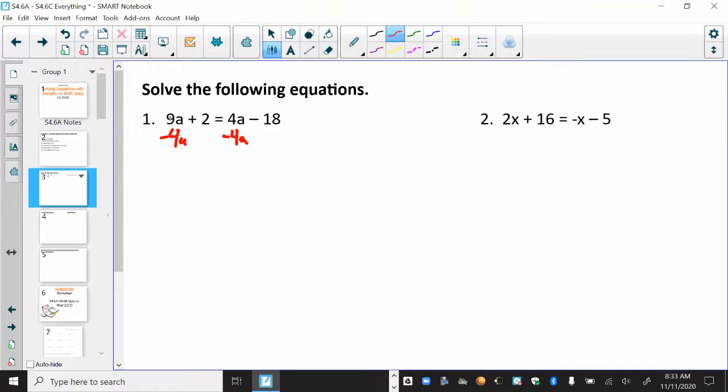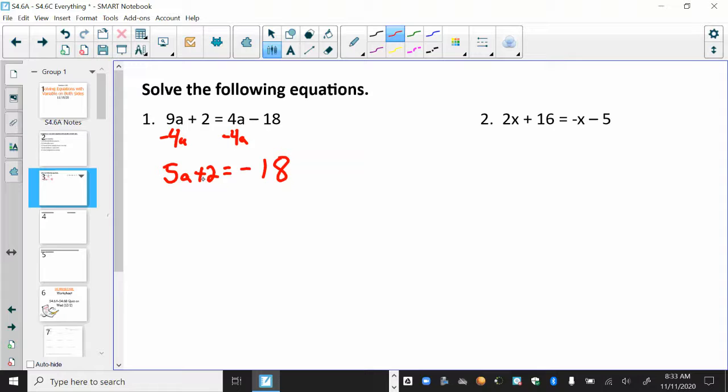Then we're going to subtract: 9a minus 4a is 5a. Bring down the plus 2. Equal sign, bring down the minus 18. The minus has to go with it. That is a negative 18 once we get rid of that 4a. Okay.